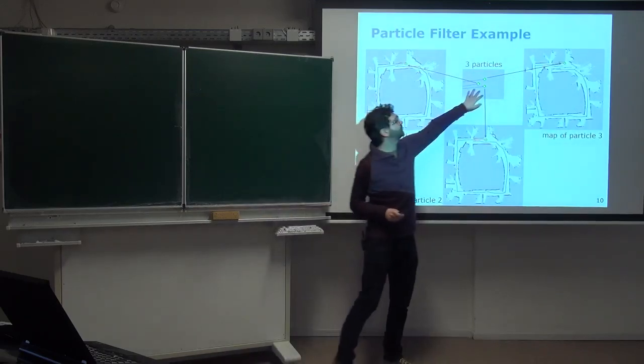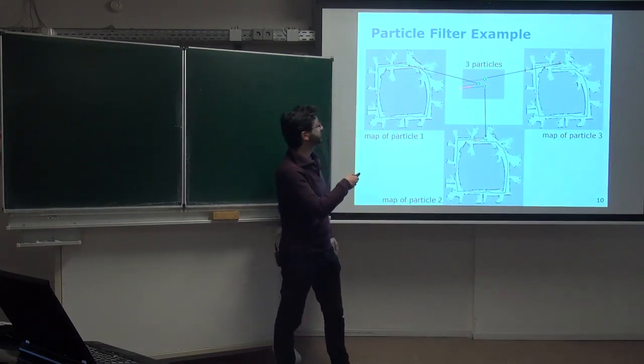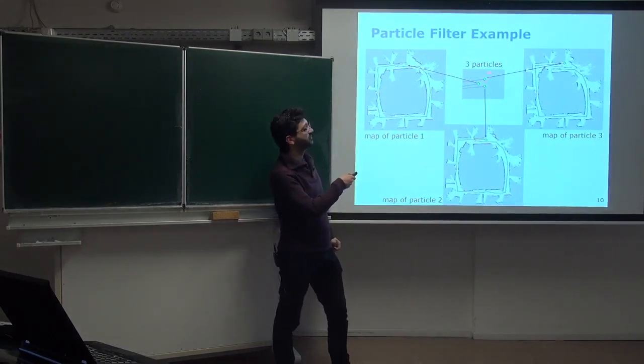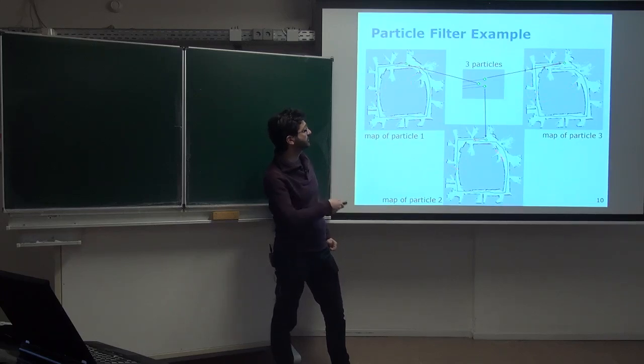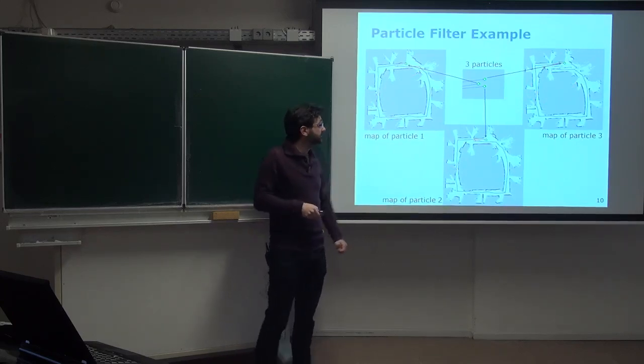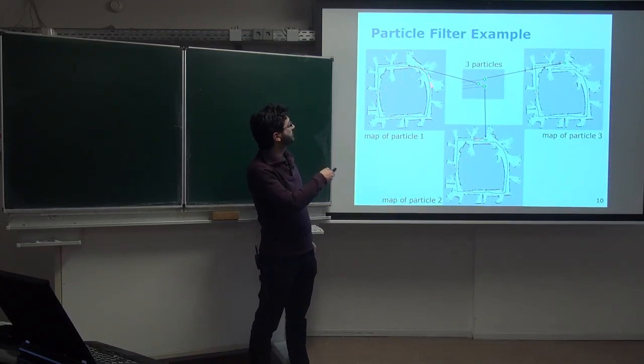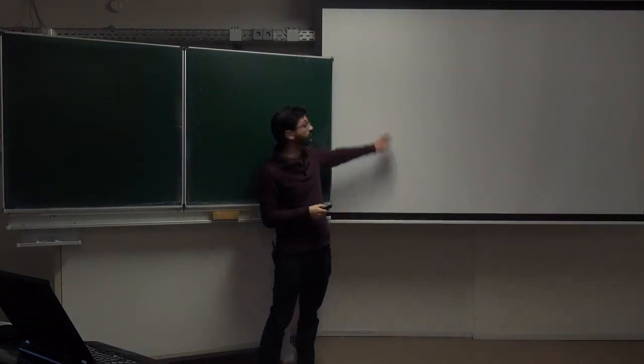Here is an example of how this can look. We have three particles right now, and each of them represents a trajectory. Here is just the last pose of the trajectory, and you can see the map associated with the different particles. For instance, in this case, this is the trajectory of the robot, and this is the map built using occupancy grid mapping with known poses. So the trajectory is known in this case.